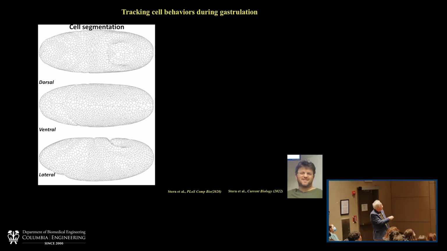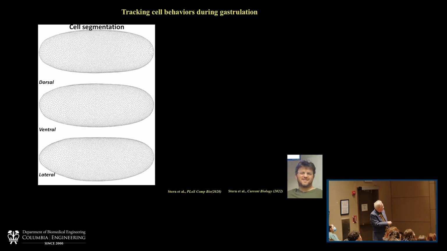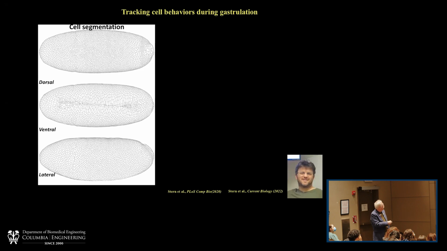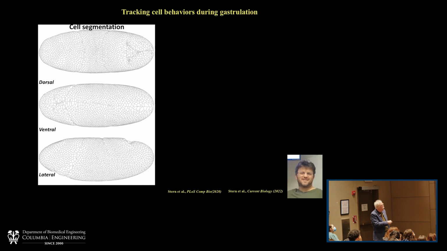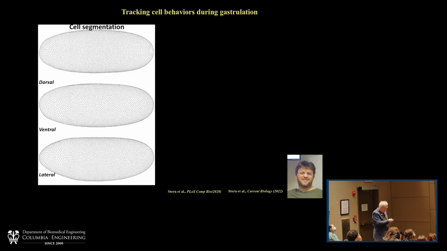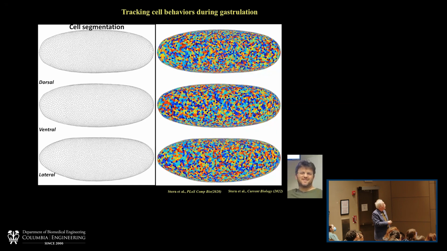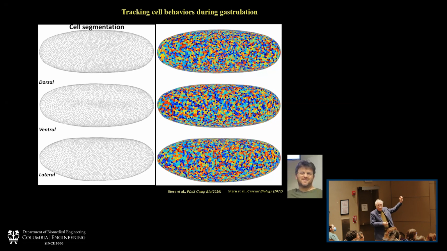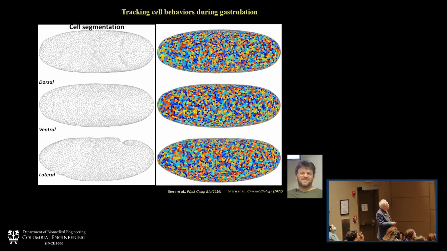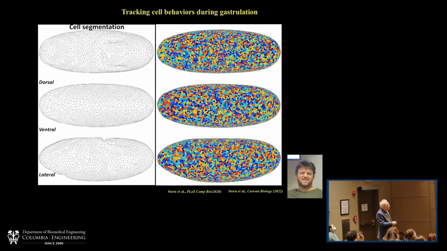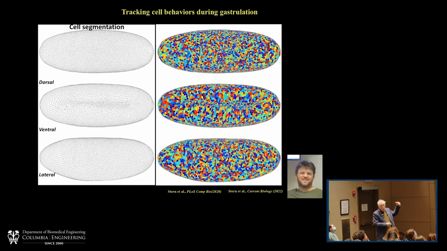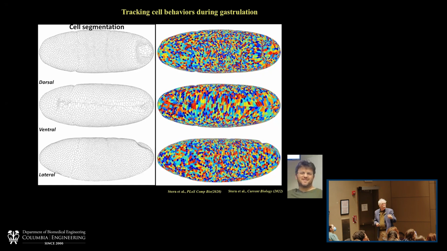We're now looking at the dorsal surface, the ventral surface, and the lateral surface of the embryos. And if you watch these movies, you can see the formation of this furrow. It's occurring simultaneously in the embryo with lots of other processes. Because we can follow cells, we can actually identify individual cells and track them through this process.